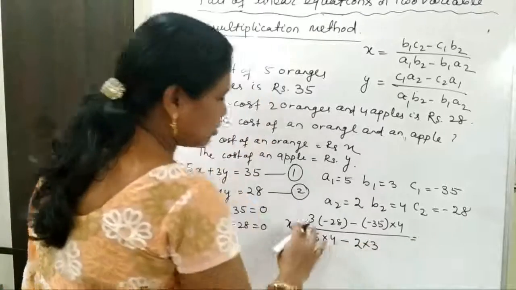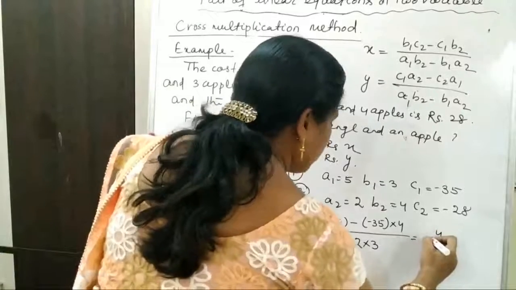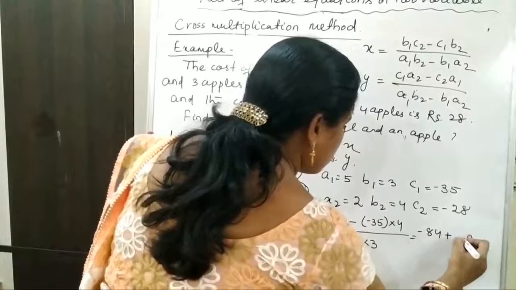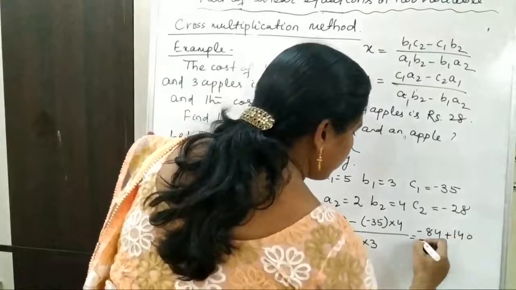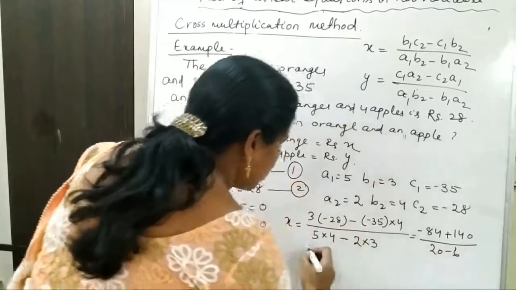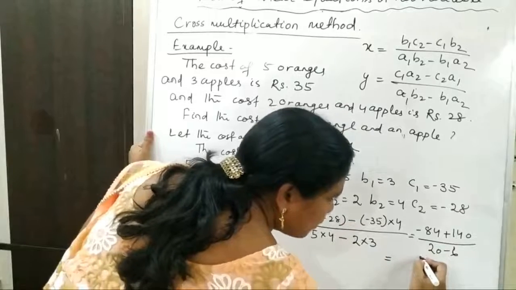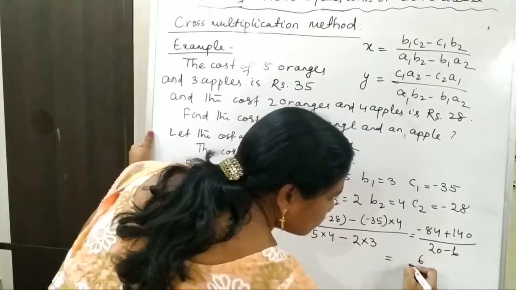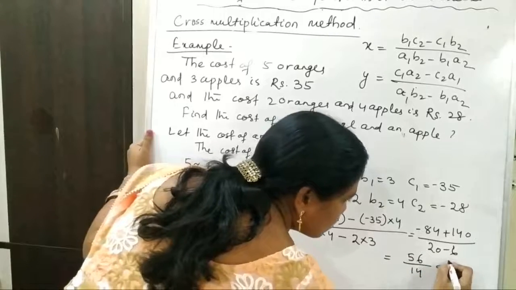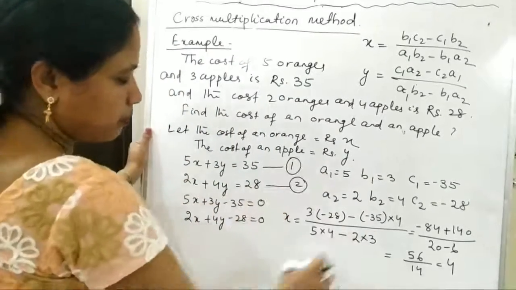So this is equal to 3 multiplied with minus 28 minus 84 plus 140 divided by 20 minus 6. So this is equal to 140 minus 84 by 40. So this is equal to 4. So cost of an orange is rupees 4.